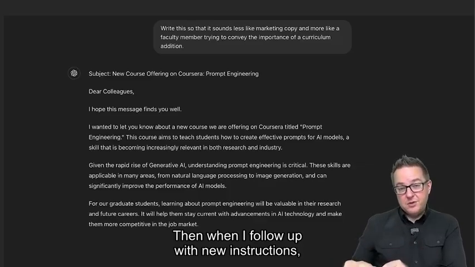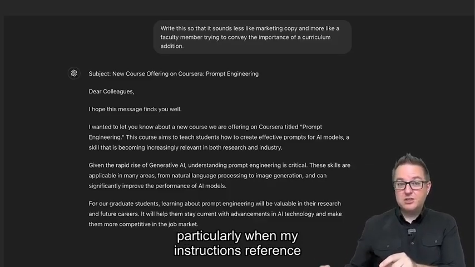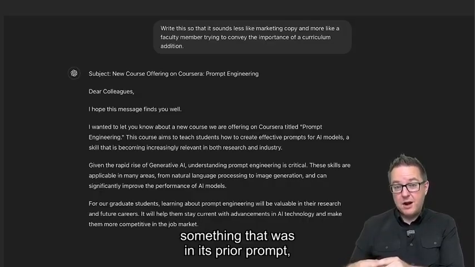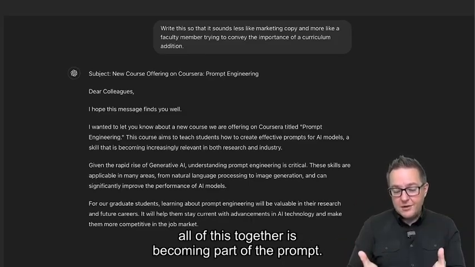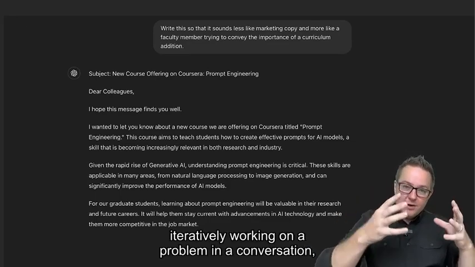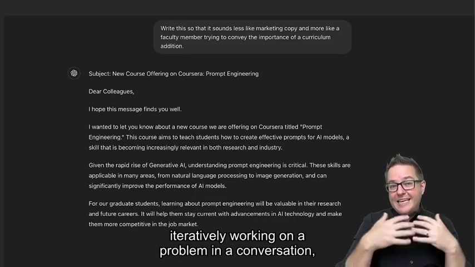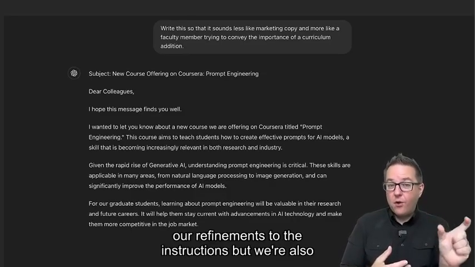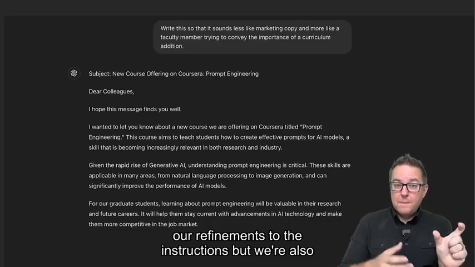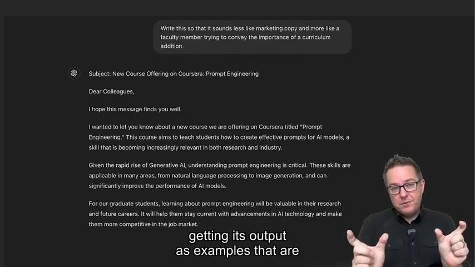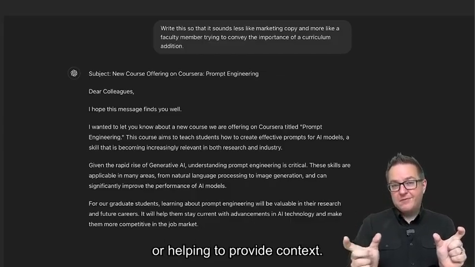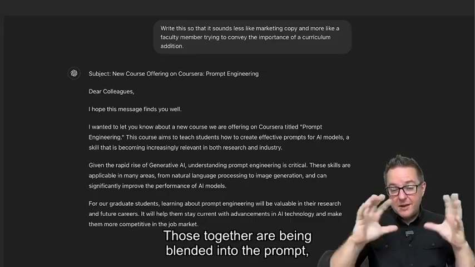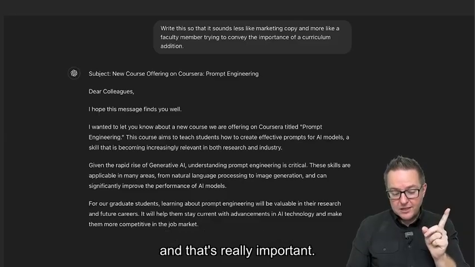And then when I follow up with new instructions, particularly when my instructions reference something that was in its prior prompt, or I refine some idea that was in its prior prompt, all of this together is becoming part of the prompt. So when we go and we start iteratively working on a problem in a conversation, not only are we getting our refinements to the instructions, but we're also getting its output as examples that are either positive or negative or helping to provide context. And those together are being blended into the prompt, and that's really important.